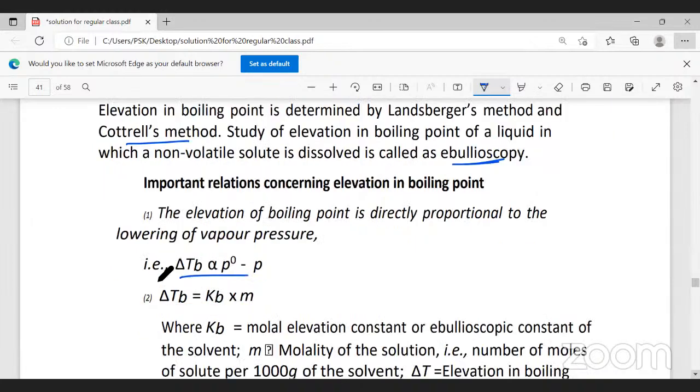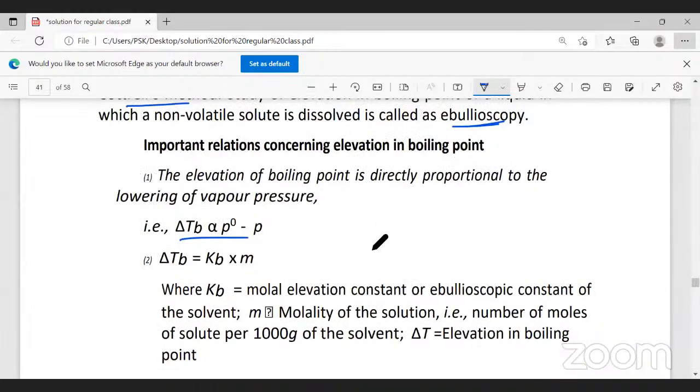First formula. Second formula, delta TB is Kb into m. What is this Kb? This Kb is called the molal elevation constant, and small letter m is called molality. What is this molal elevation constant? Now we have learned this.